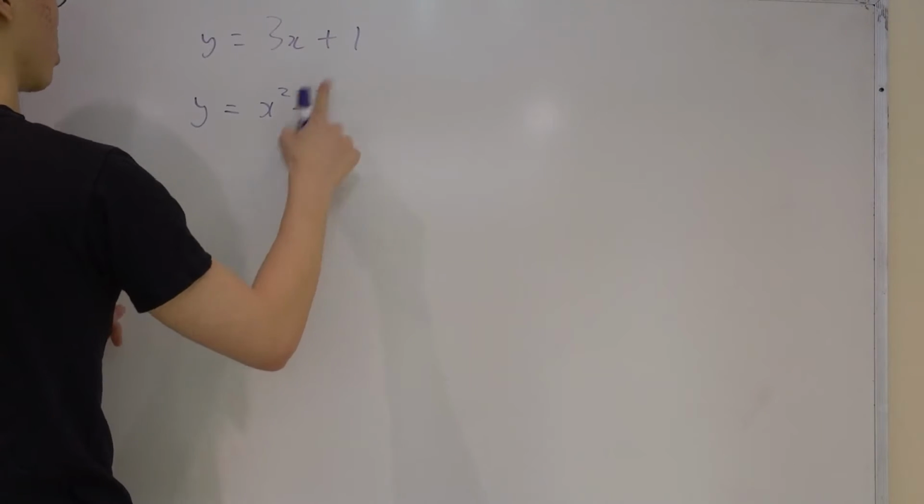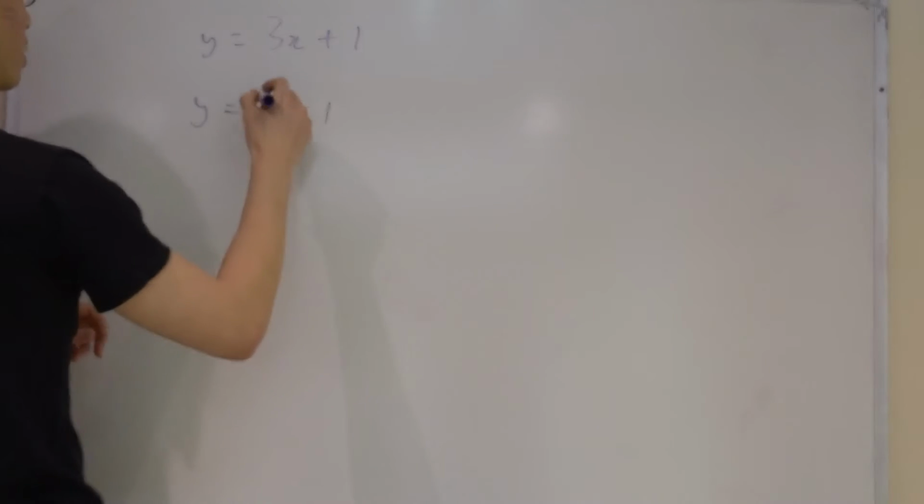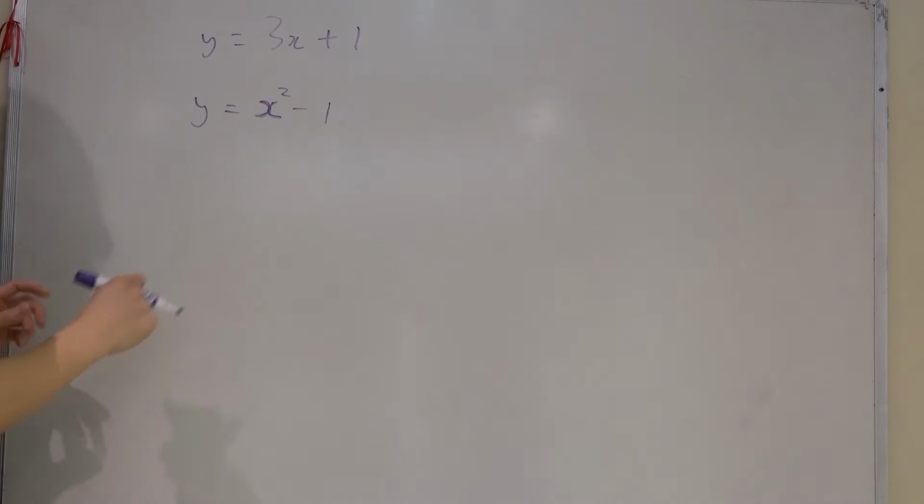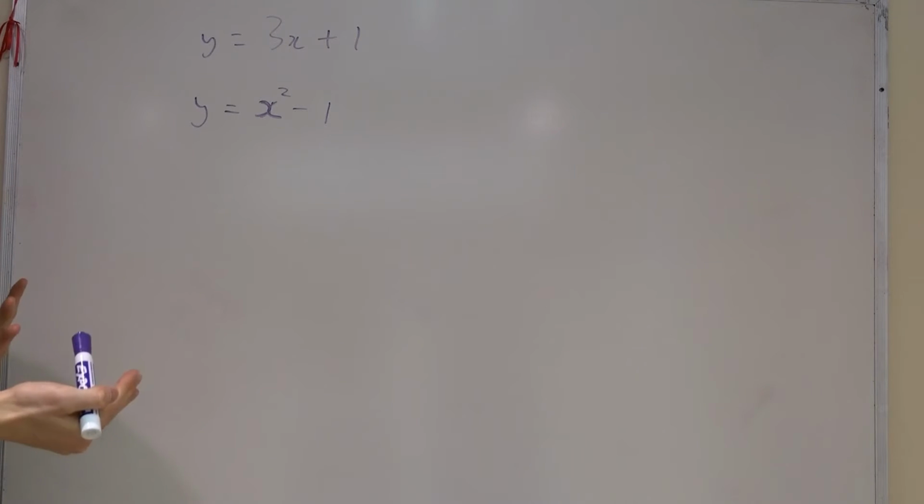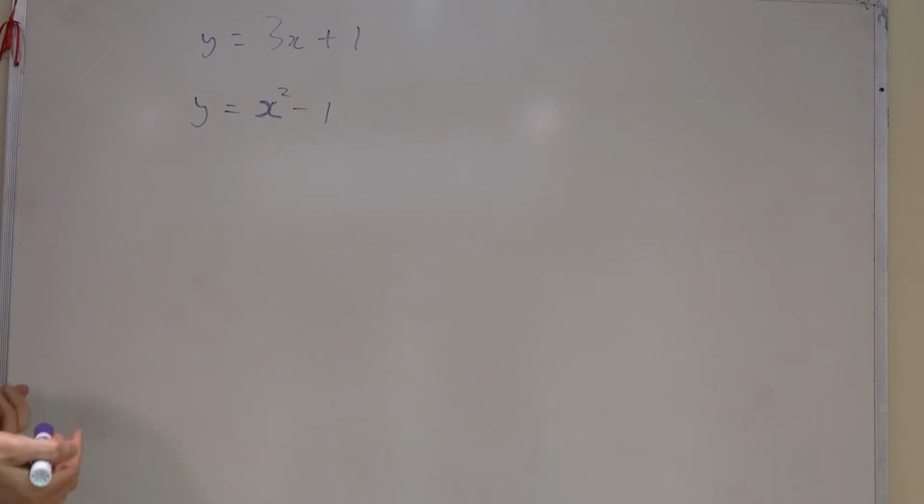Let's do x squared minus 1. Okay, yeah, let's do that one. X squared minus 1. Okay. Now I want you to look at how many zeros or roots these functions have.